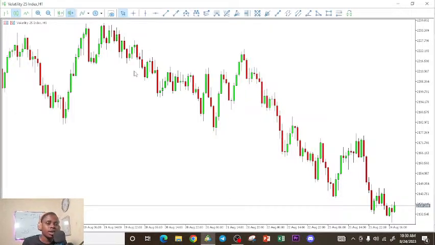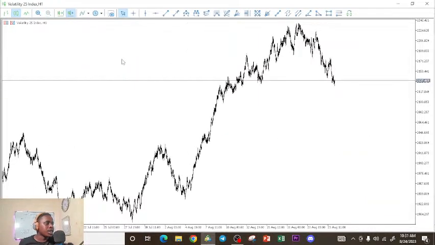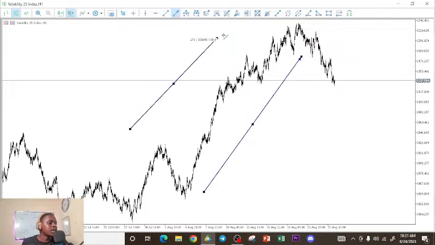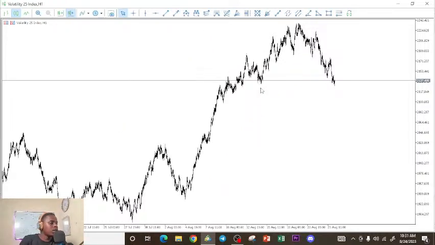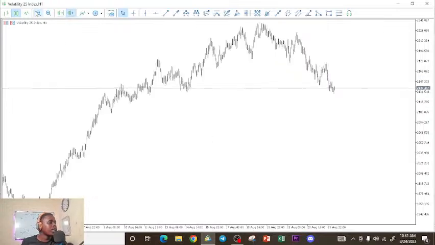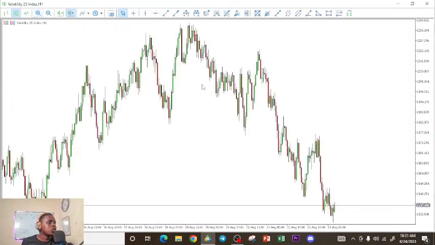So volatility 25 index is not different to any other indices, right? The way that we analyze it, we just analyze it just like we did in all other markets. So first of all, the first thing that I look at is the overall trend. The trend has been moving to the upside for a long period of time, but when it reached a zone here, it started to look like this market is starting to lose momentum.